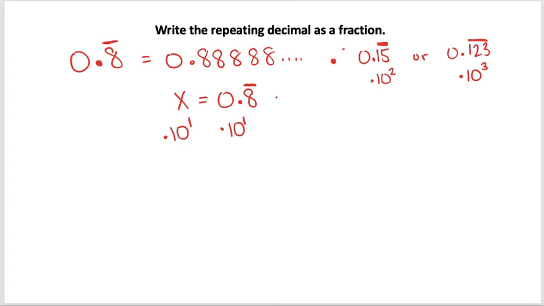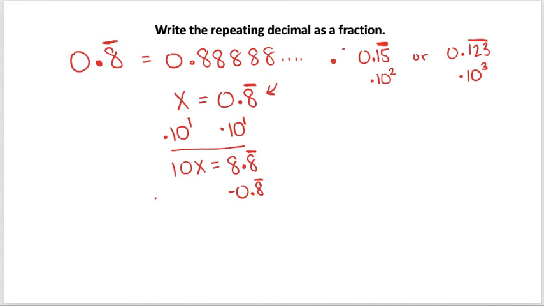But in this example, I only have one repeating digit, so I'm going to multiply both sides times 10 to the first power. This gets me 10x is equal to, that moves my decimal point over, gets me 8.8 repeating. My next step is going to be to subtract away my original number. So I'm going to subtract 0.8 repeating from both sides.